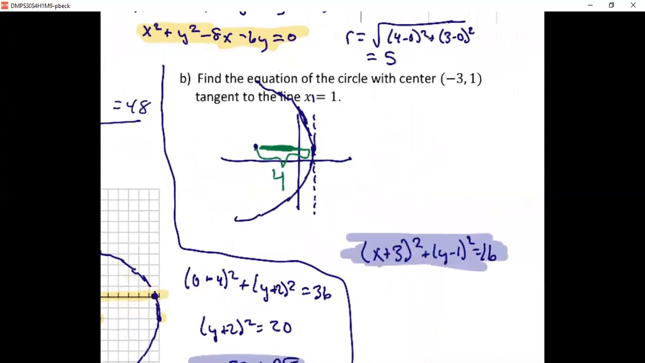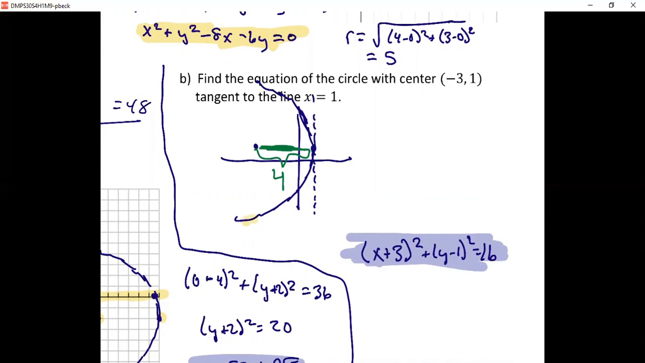For part B, find the equation of the circle with the given center, and with that given center, we are going to find it tangent to the line x equals 1. Now, this is a unique style problem at first when students look at it. What does it mean to be tangent to a line?